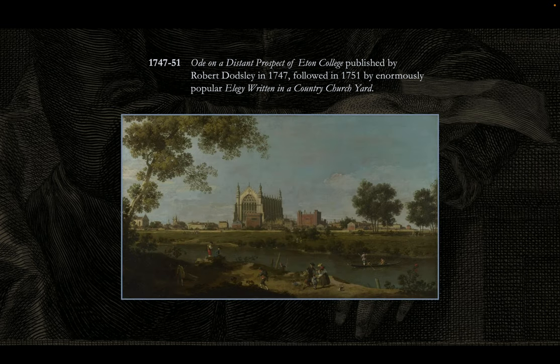Here is a view of Eton College, by the way. This is a painting by the landscape painter Canaletto. That's the chapel of Eton College in the background there, and it still stands today, although now it's completely engulfed by the city of London. Here it looks like it's out in the country. That's the River Thames in the foreground, and this is the kind of view that Gray was imagining when he wrote his Ode on a Distant Prospect of Eton College.